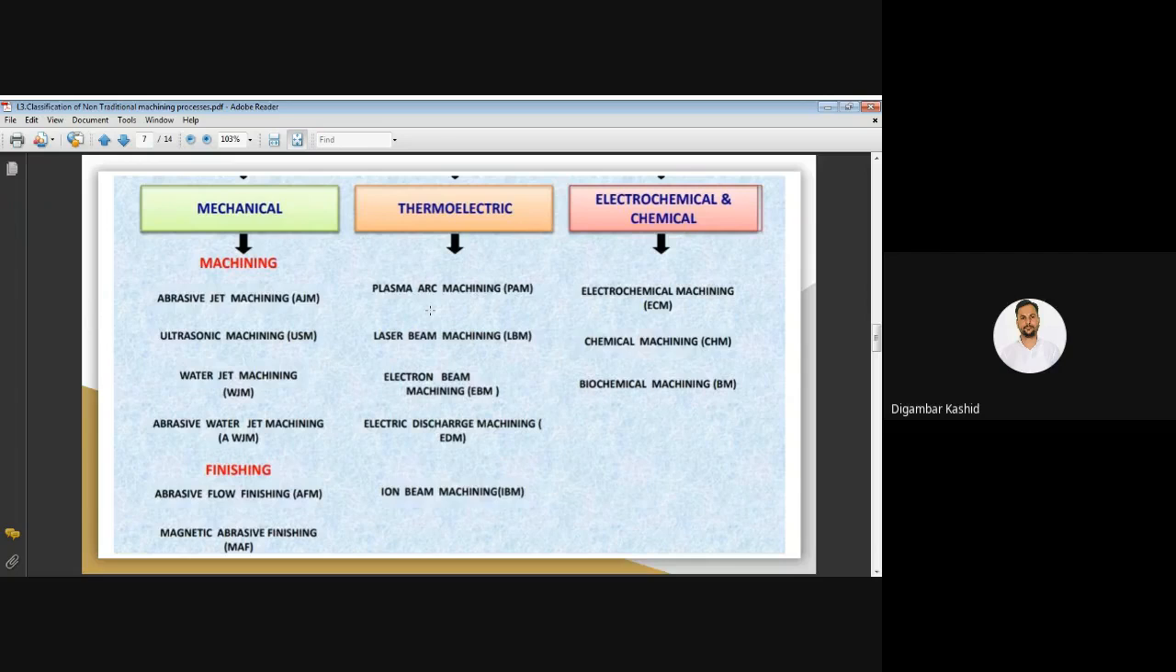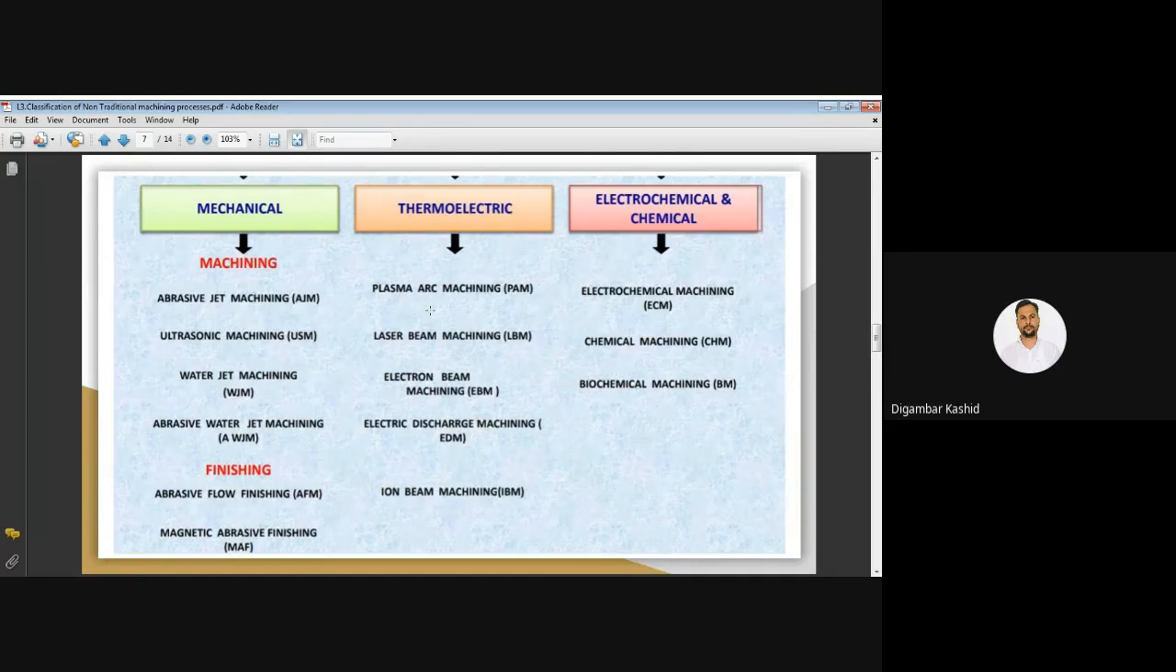And if you consider the finishing processes under the mechanical group, then magnetic abrasive finishing is there. That is another process in which a magnetic abrasive brush is utilized to reduce the surface irregularities from the pre-machined surface. There is also a new finishing process called abrasive flow machining. It is also a recently developed process.